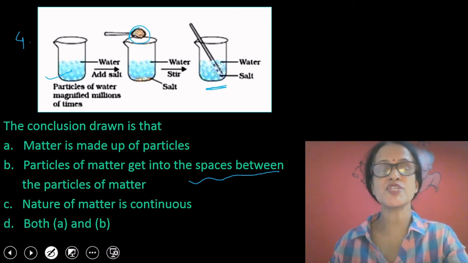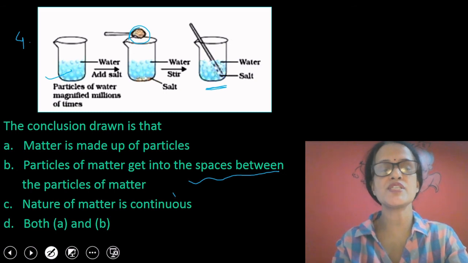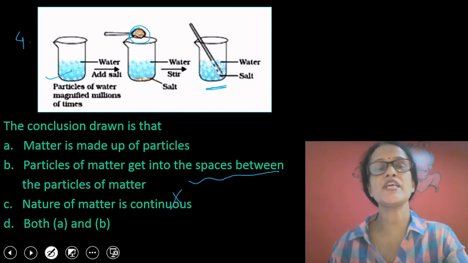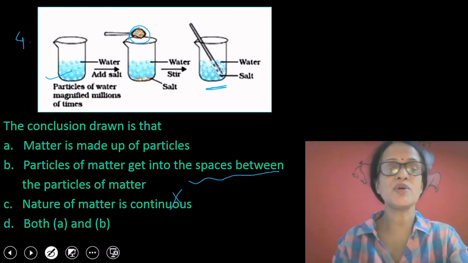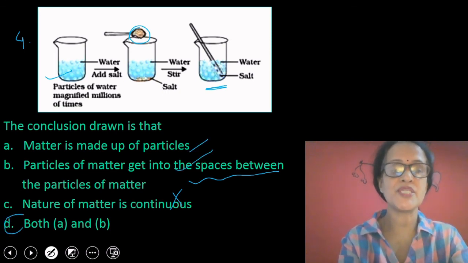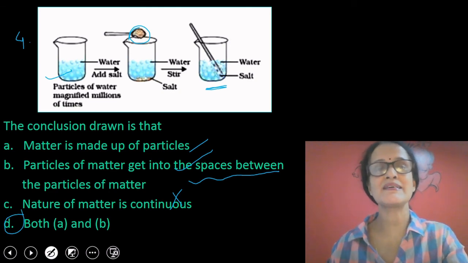Option C is nature of matter is continuous. Children, this is the wrong option because if the nature of matter is continuous, it should not dissociate into particles. It should be like a block of wood. So the correct options are A and B. So correct option will be D, means both A and B are the correct options. I hope it is clear to you.